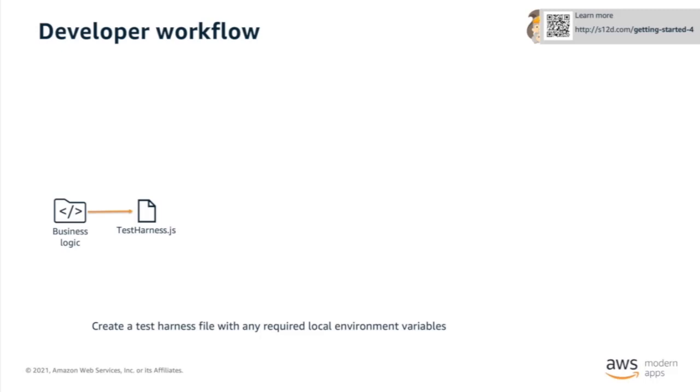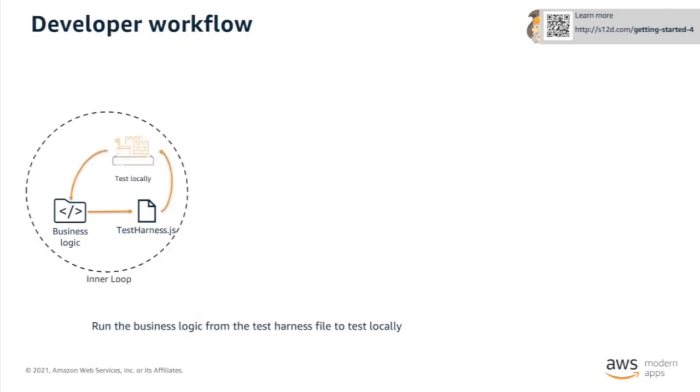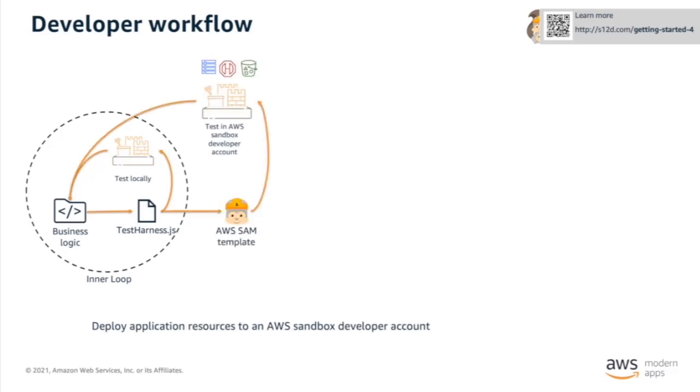So first of all, build your business logic locally. That's your custom code for your Lambda function. Then create a local test harness file, and this file needs to reference any relevant environment variables that your Lambda function code uses. It might also need to import an example event object. Then you can run your Lambda function code locally via the test harness file. This then becomes your inner loop, allowing you to test function code locally and monitor log outputs without making deployments to your AWS account.